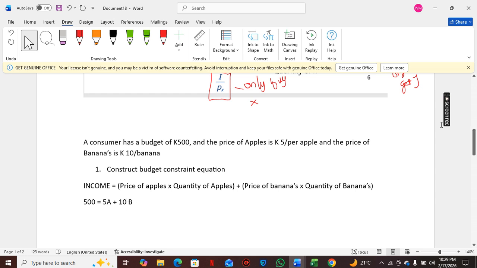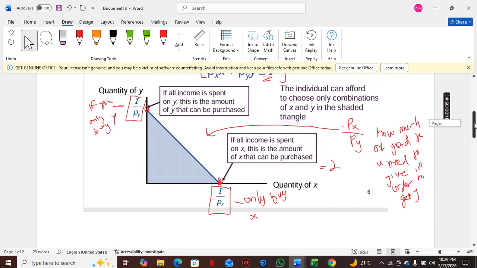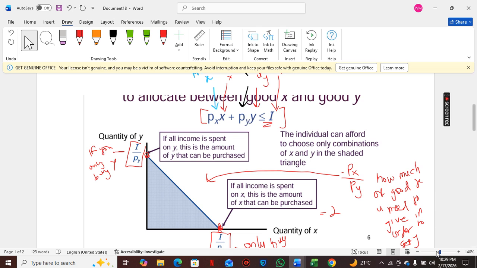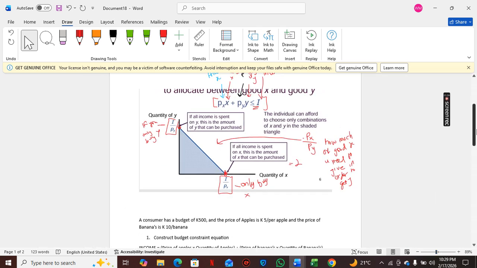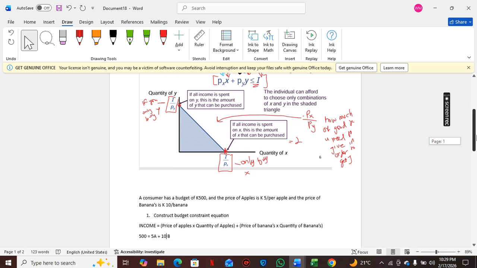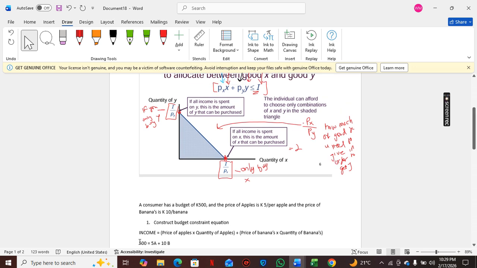Any questions? Okay, we have just followed this format for our budget constraint equation here. Are there any questions? Okay.